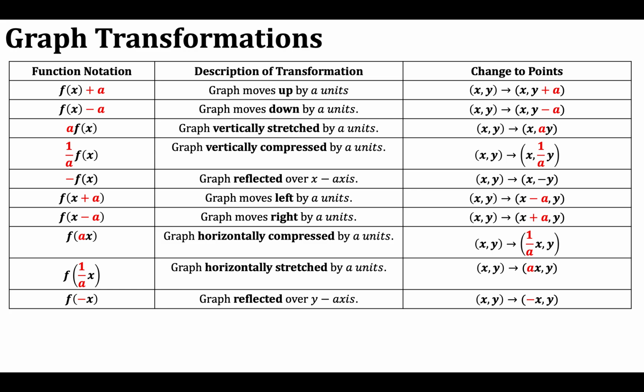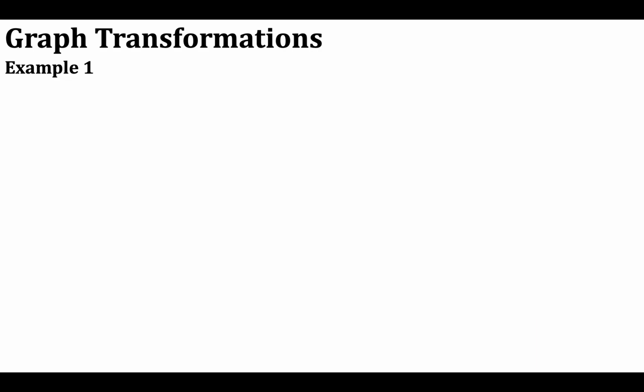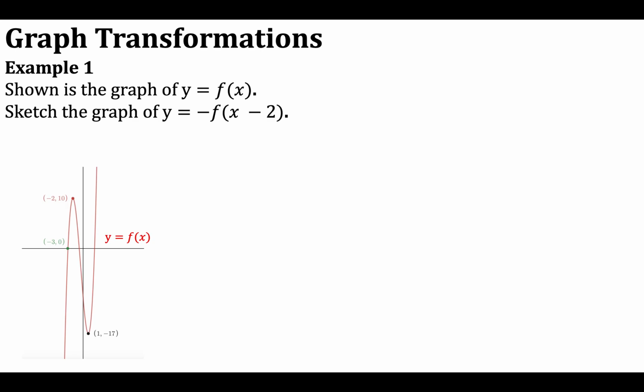So you can see this here, and we'll still be using this even though we might be meeting several graph transformations in the one question. So we'll just go on with an example. Shown is a graph of y equals f of x, and we are asked to sketch the graph of y equals negative f of x minus 2.